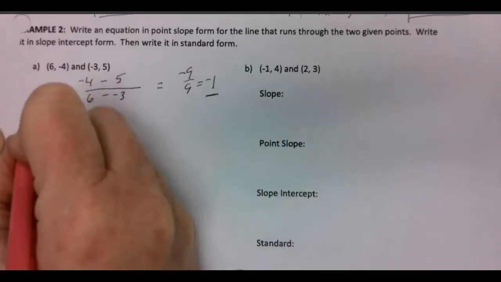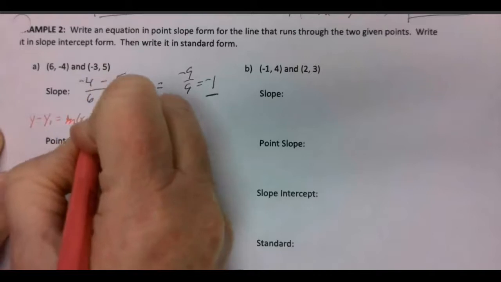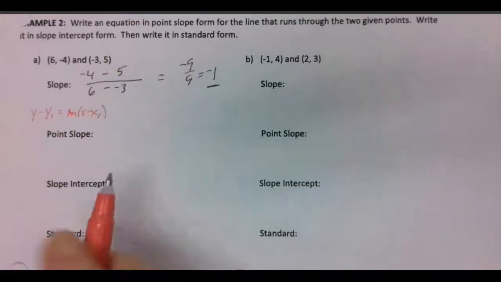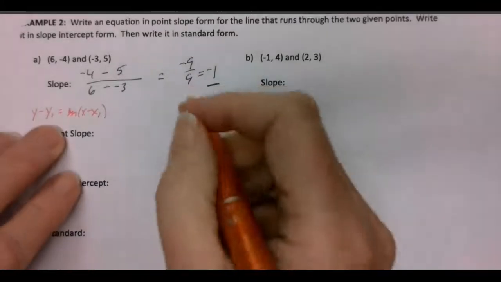Remember, point slope: y minus y sub 1 is equal to slope times x minus x sub 1. And you do need to know these forms, okay? You need to have these memorized. So it's always good to write them down as you're doing them. So we're going to plug that in.